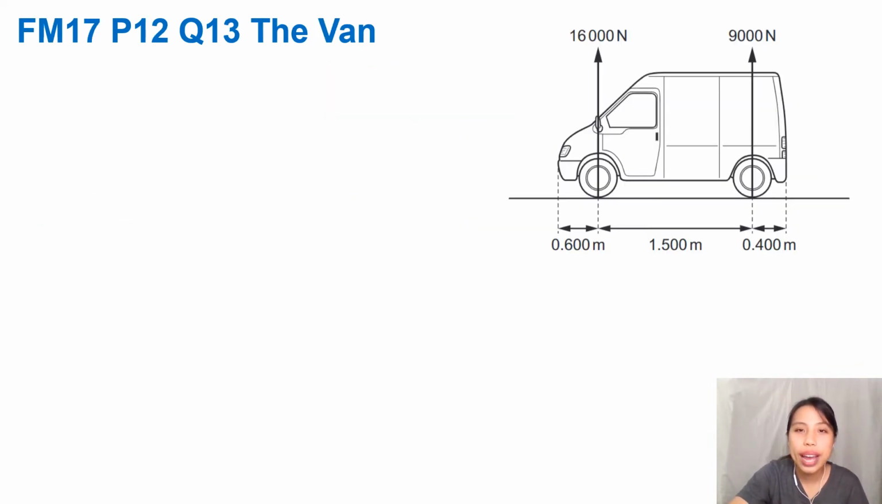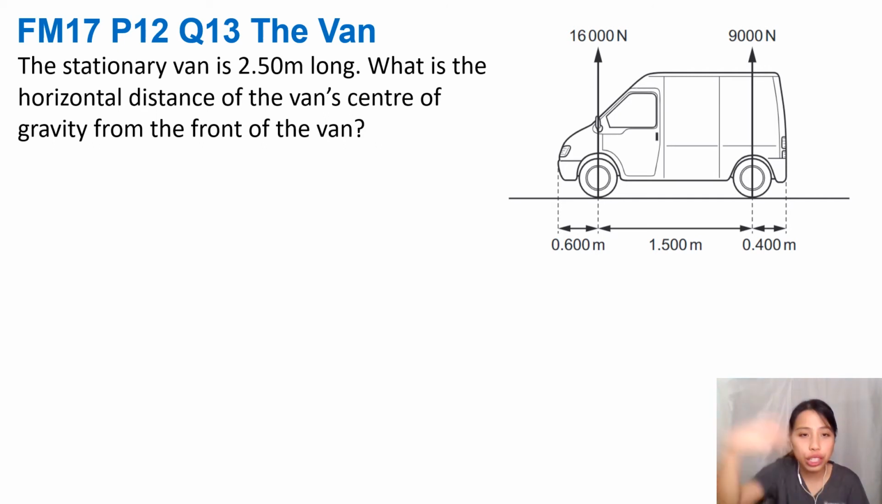Now we look at the van question. What if it's something more complicated? This one, you have a stationary van. Remember the word stationary? Just now we said the ruler is moving, so there is a net torque. Now the van is not rotating, thankfully, so it's stationary. Let me highlight that for you.